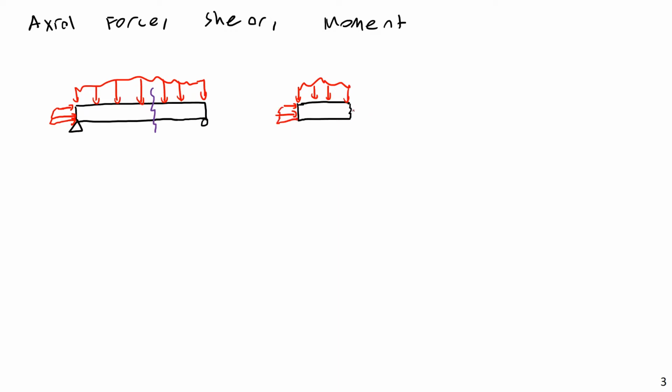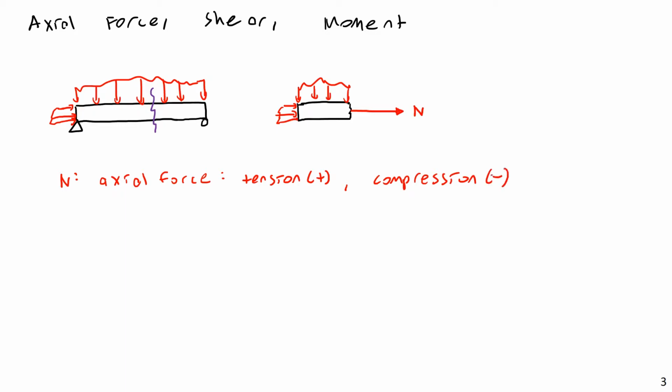Now, there's going to be some forces on this. The first force I might call N. N is your axial force. It acts along the axis of the member. This is the exact same type of force that the single-force members in trusses carry, and it's going to be either tension or compression. And we remember from our discussion of trusses that tension is positive and compression is negative.